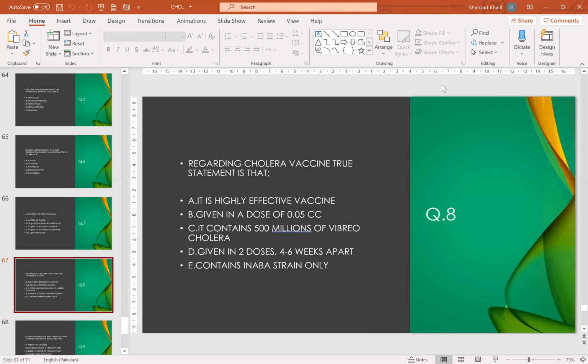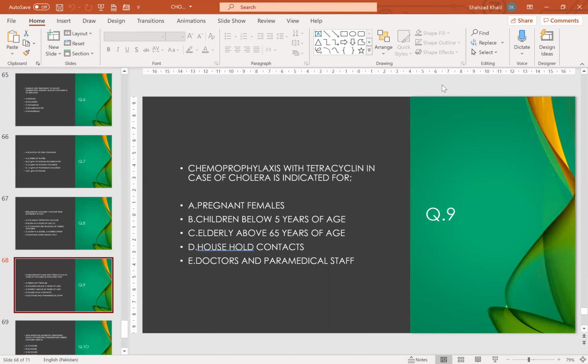Regarding cholera vaccine, the statement is that the highly effective vaccine is given in a dose divided into 0.5. It can, D. yes, it's D. Chemoprophylaxis injection of cholera is effective for pregnant females, children below 5 years. D. Is D, household contact.